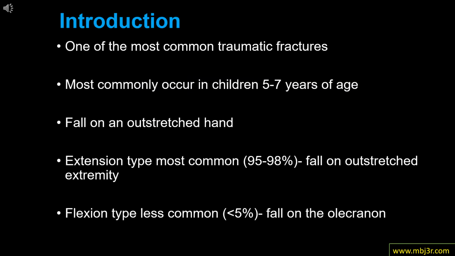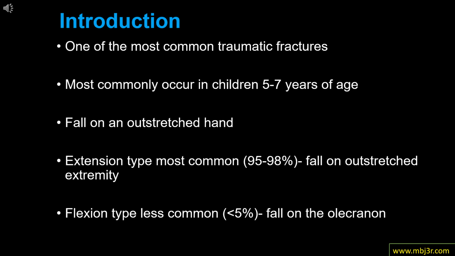Supracondylar humeral fractures. Supracondylar fractures are one of the most common traumatic fractures seen in children, most commonly between 5 and 7 years of age, from a fall on an outstretched hand.